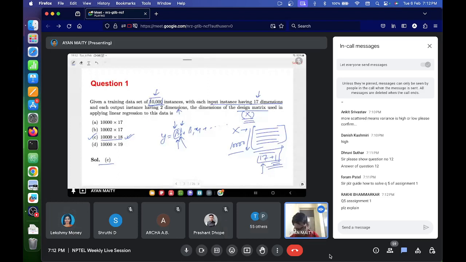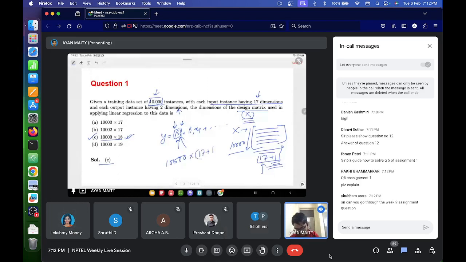So it would be simply 10,000 rows and 17 plus 1 columns. So 10,000 into 18 it would be. That plus 1 comes from where? Plus 1 is the intercept. The model looks like y equals beta 0 plus beta 1 x1 plus beta 2 x2, and it will continue like this. So this beta 0 is the intercept coefficient. So beta 0 into 1. This 1 is the intercept and beta 0 is the coefficient for that.